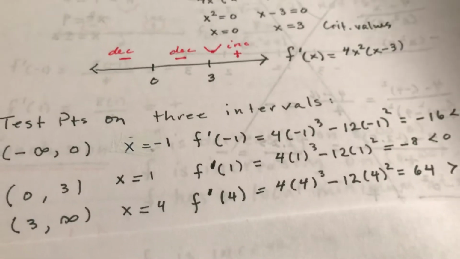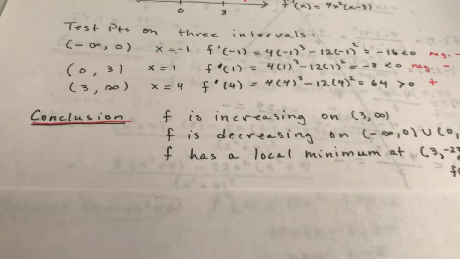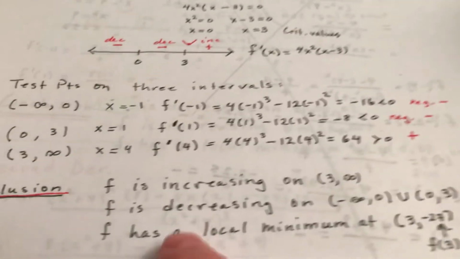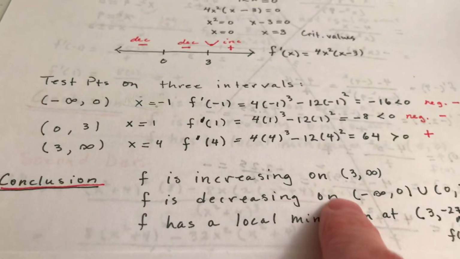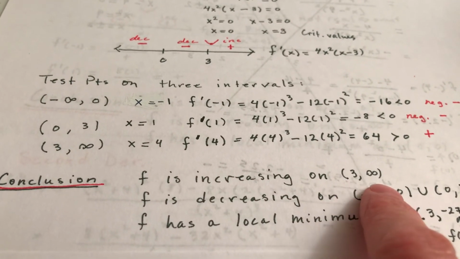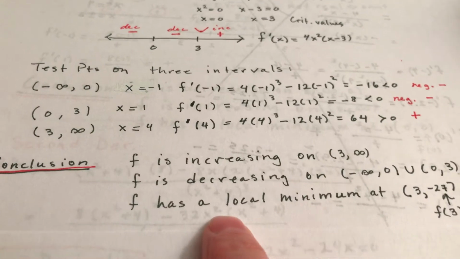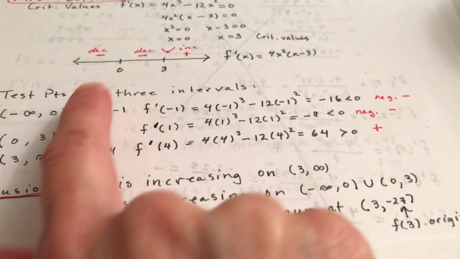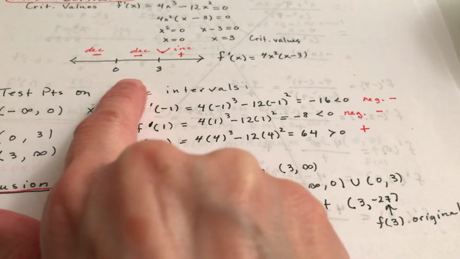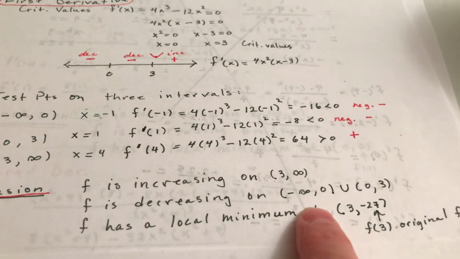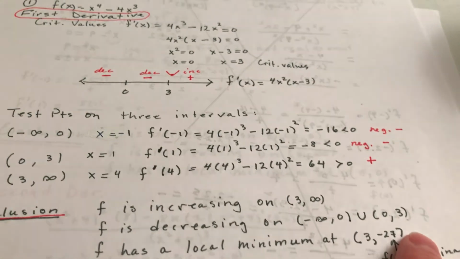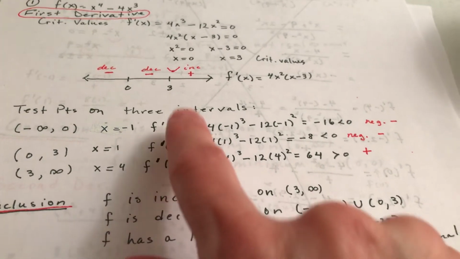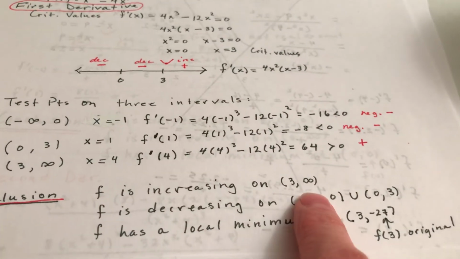So we write that conclusion right here. After all of these, you should write a conclusion answering the question. F is increasing on the interval from 3 to infinity. F is decreasing on negative infinity to 0 and 0 to 3. So I'm just pulling them off of here, right? Decreasing, negative infinity to 0 here. And then I use a union from 0 to 3. And we've got increasing from 3 to infinity here.